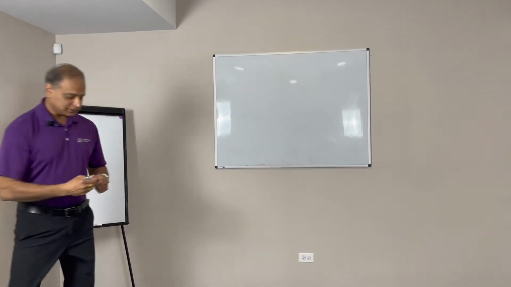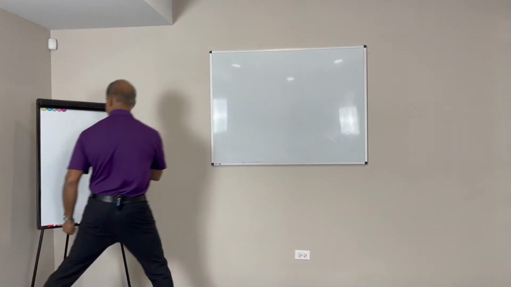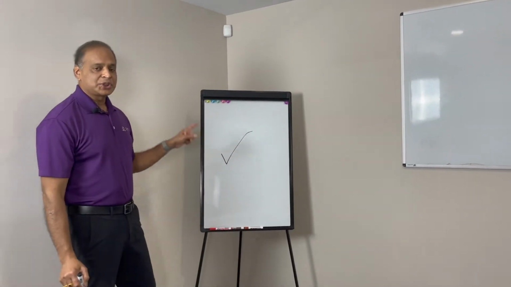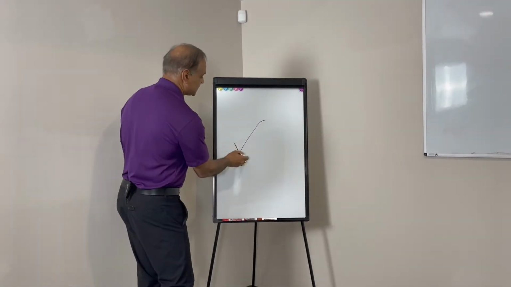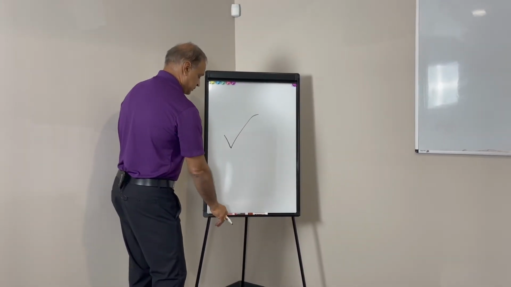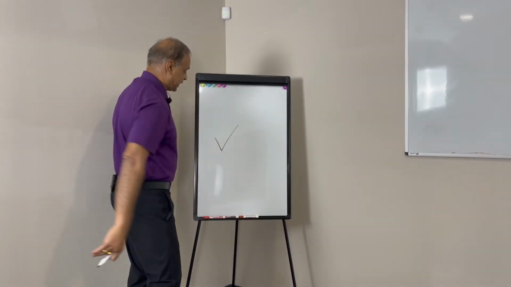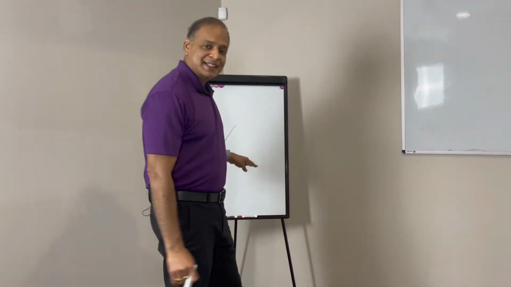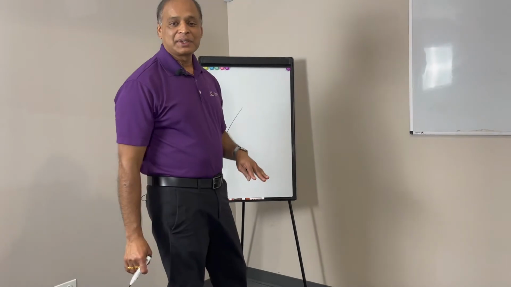So, I'm going to use this board here. This is a check mark. You see this like a check mark. If you want to have a shorter tail, that's fine. That's a check mark. So what is this? I'm going to explain this, and that is what is metabolic adaptation.